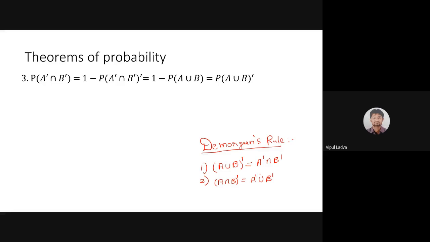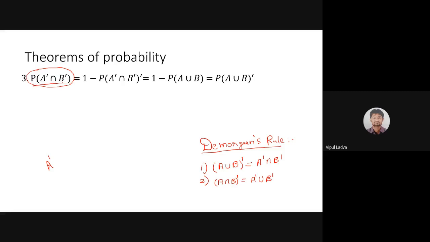Now, based on this, observe here, probability of A dash intersection B dash. First of all, we need to convert that into words. What do we mean by A dash? If A is an event, then A dash is its complementary event. A dash means event A is not going to occur, B dash means event B is not going to occur. So P of A dash intersection B dash means the probability that event A is not going to occur as well as event B is not going to occur.